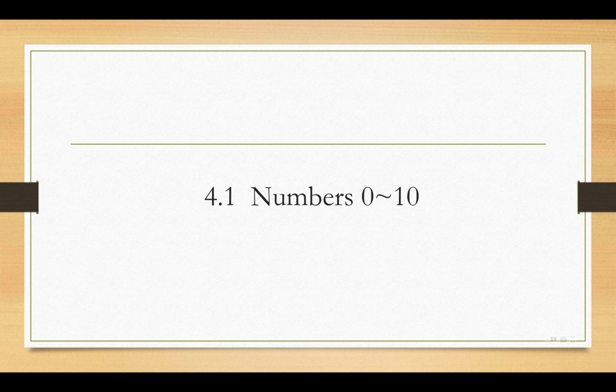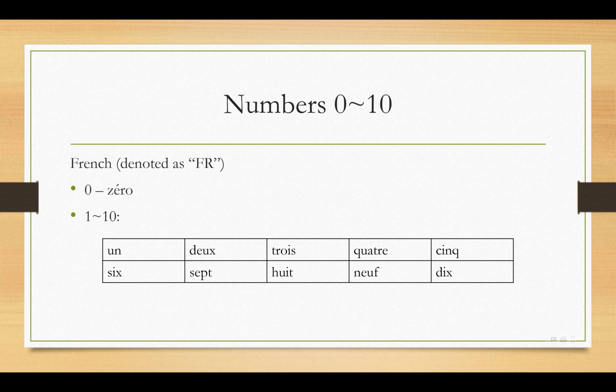Section 4.1 Numbers 0 to 10. Now, let's learn how to count from 0 to 10 in French people's perspective. Please repeat after me. 0, 1, 2, 3, 4, 5, 6, 7, 8, 9, 10.